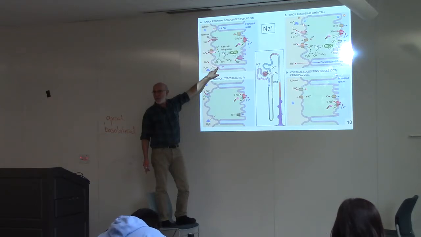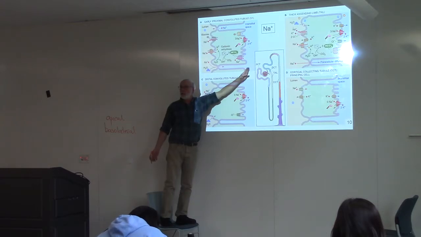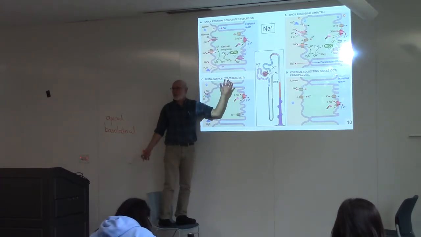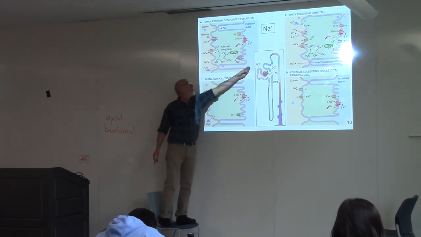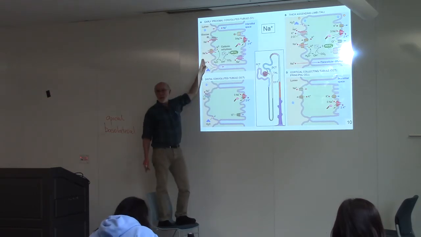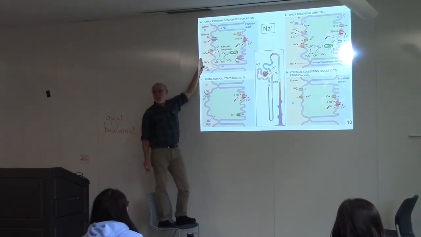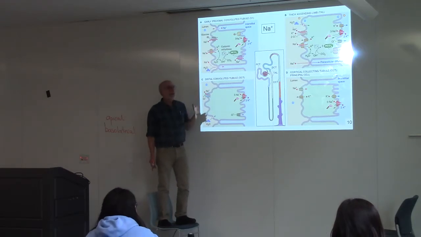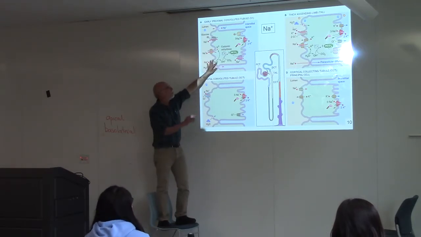With me? Lumen, peritubular space. It's called here interstitial space, whatever. Peritubular, apical, luminal, lumen. How do we get, let's just talk about this one first, and then we'll do some of the others.